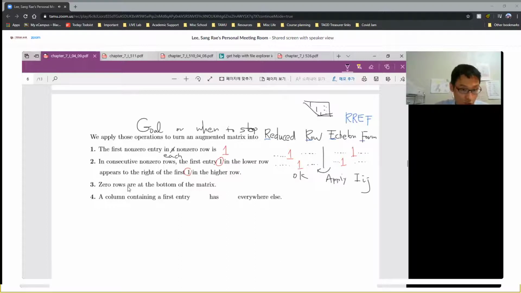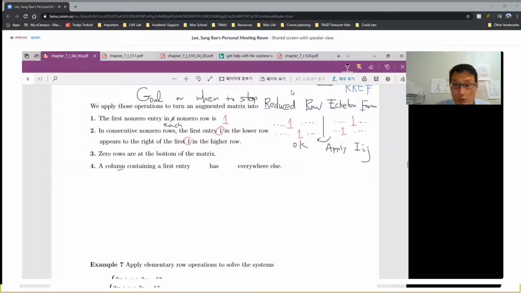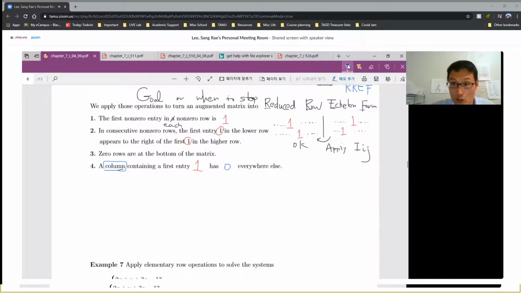Condition number 3 is clear. 0 rows must be at the bottom of the matrix. And number 4 is also very important. It concerns a column, not a row. Let me emphasize this. In each column, if you have a bloody 1, this bloody 1 in number 1, everything else in the column must be 0. Zero everywhere.